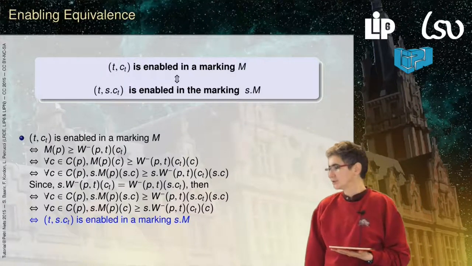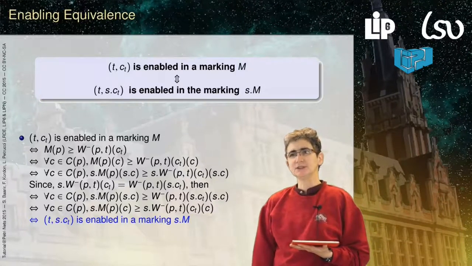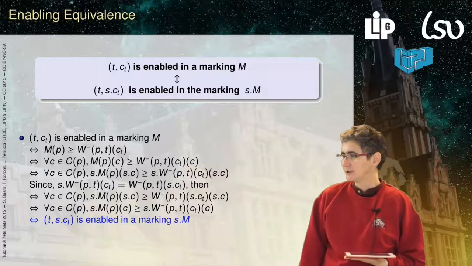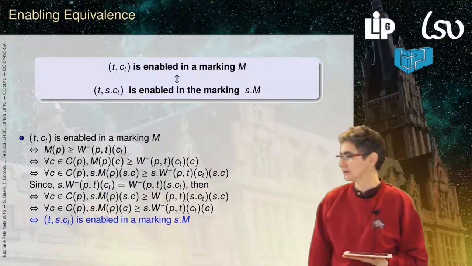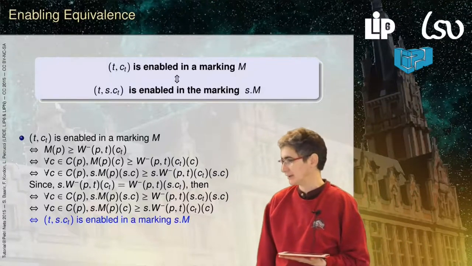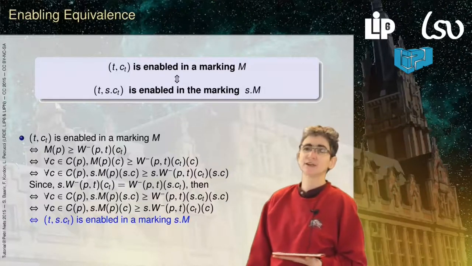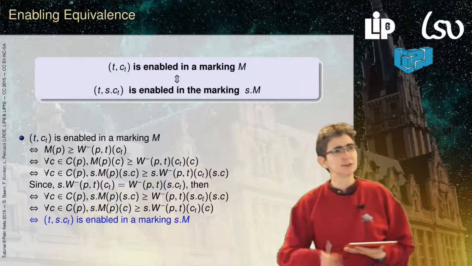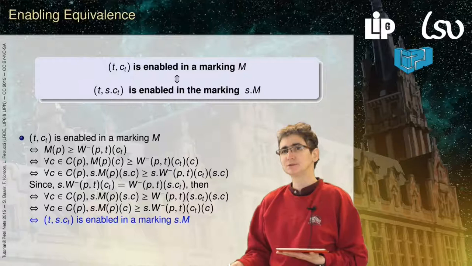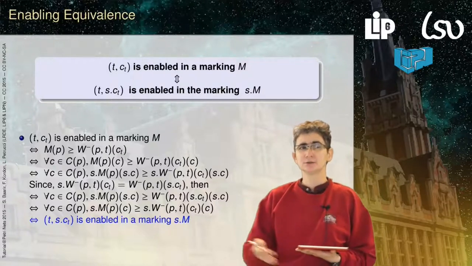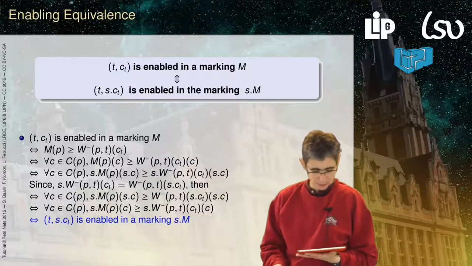Now when we have a transition T with a color CT that is enabled in a marking M, we also have the transition T with the color CT to which we apply a symmetry S that is enabled in the symmetric marking SM. So if you can fire a transition, if it's enabled, you can apply the same symmetry to the marking and to the color for firing the transition. And the result is still valid.